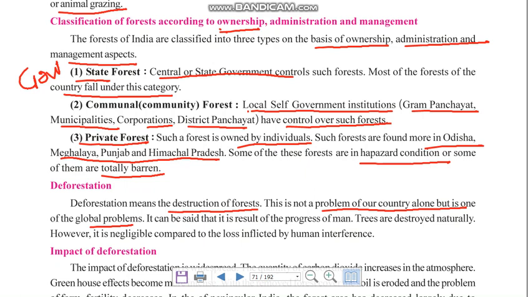It can be said that it is a result of the progress of man. We can say that deforestation, or destruction of the forest, is due to the progress of man. As man progresses, he needs more and more space, and that's why he is destroying the forest haphazardly.